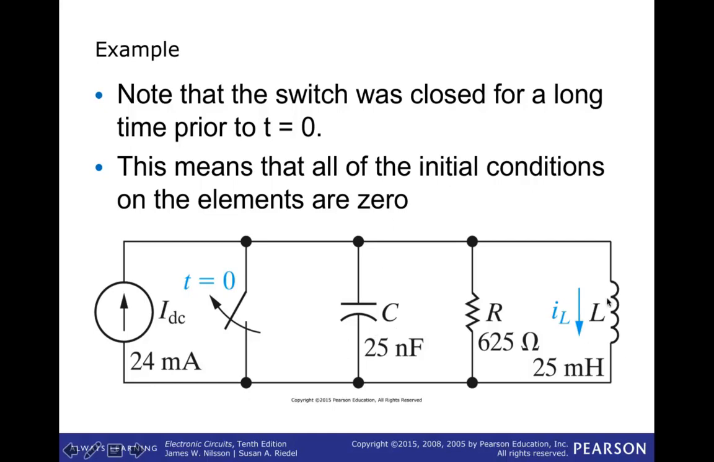Any current that would have been going through the inductor has been drained away through the source. So all of the initial conditions on C and L will be 0 because this circuit was short-circuited. So we start out with 0 initial conditions, which means we will not have an initial condition source with the capacitor or the inductor when we convert them to impedances. This current, because it will switch on at t equals 0, could actually be represented as 24 milliamps times u of t. So when the conversion is done, that's going to be taken into consideration.